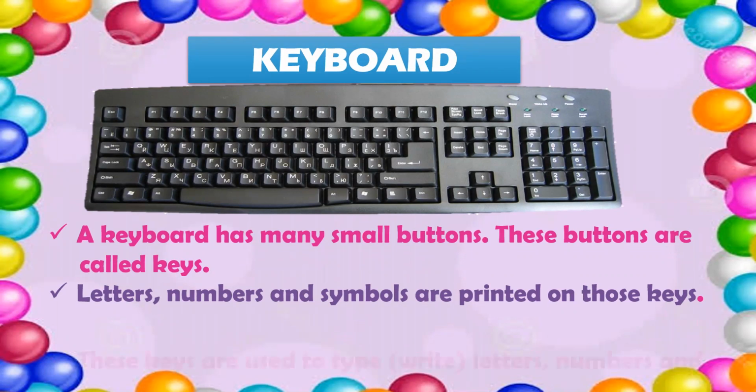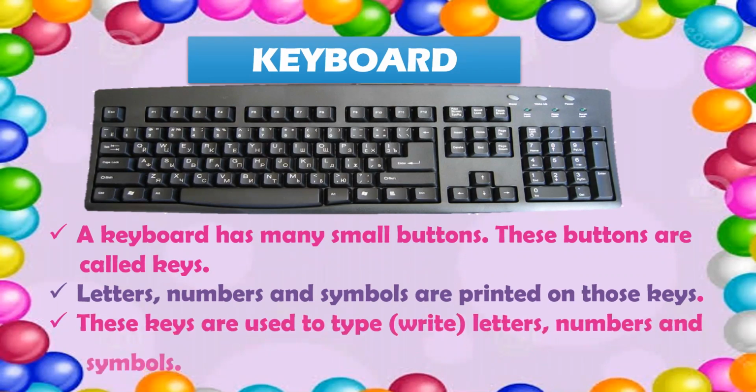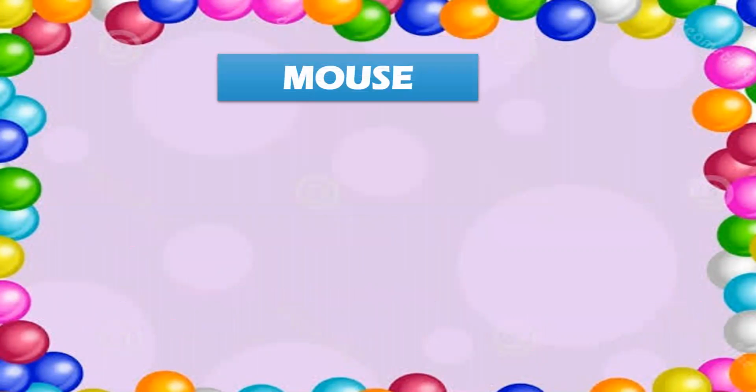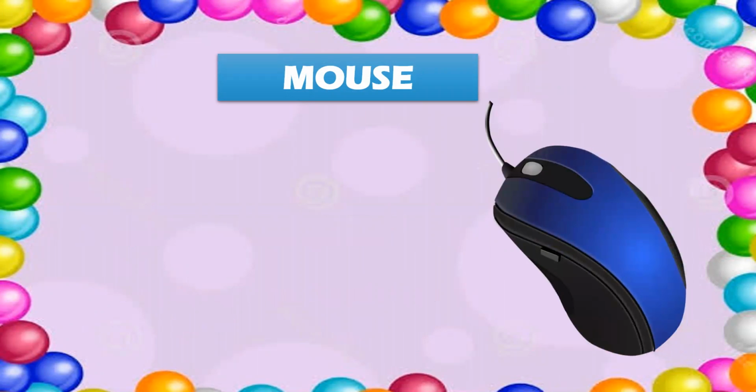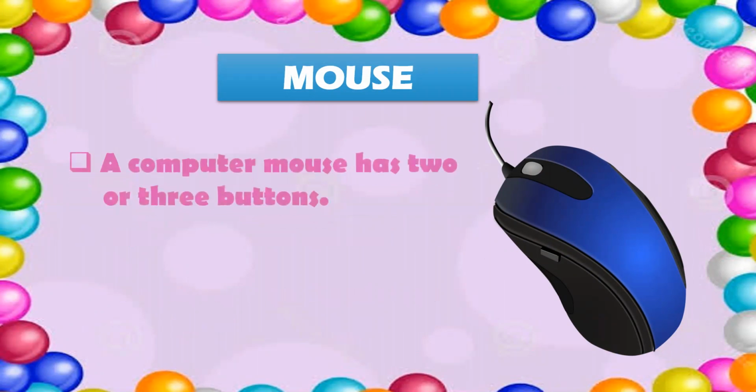We can type and give instructions to the computer with the help of the keyboard. By using the keyboard, we can type any sentences, any letters, numbers, anything. Understood, children? So this is about the keyboard. Now let us see the next important part of a computer. The mouse. Can you see, this is a mouse. It is a computer mouse, children, not a real mouse. Can you tell me the use of a mouse, children?